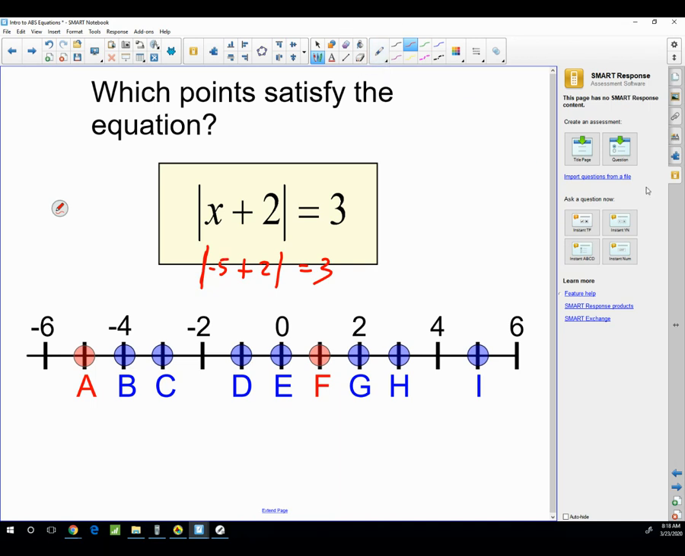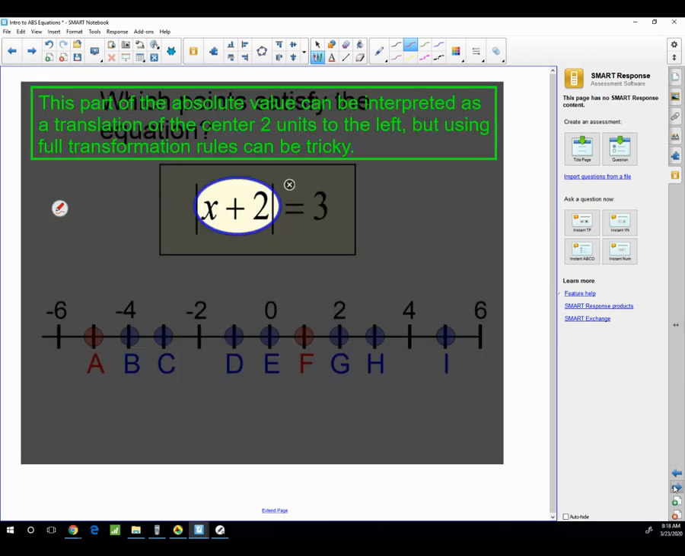Now, we could do this as transformations. We could say, okay, the center is no longer 0. It transformed to the left too, but the transformation rules get really tricky after a while. Once you start adding stretches and shrinks and reflections, we really don't want to do that.